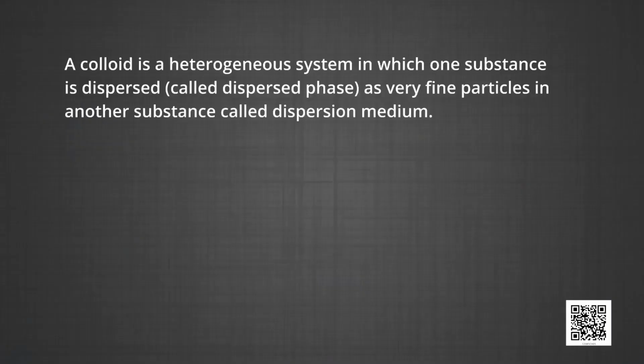We have learnt in earlier modules that solutions are homogeneous systems. We also know that sand in water when stirred gives a suspension which slowly settles down with time. Between the two extremes of suspensions and solutions, we come across a large group of systems called colloidal dispersions or simply colloids. A colloid is a heterogeneous system in which one substance, called the dispersed phase, is dispersed as very fine particles in another substance called the dispersion medium.